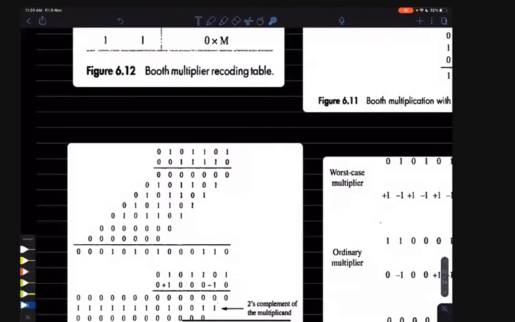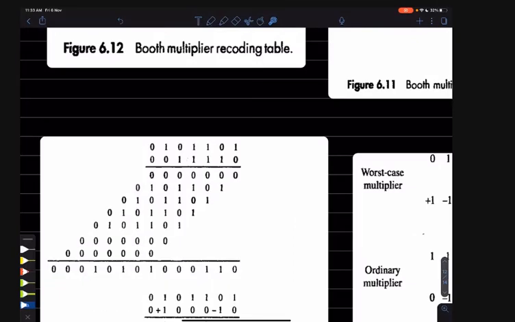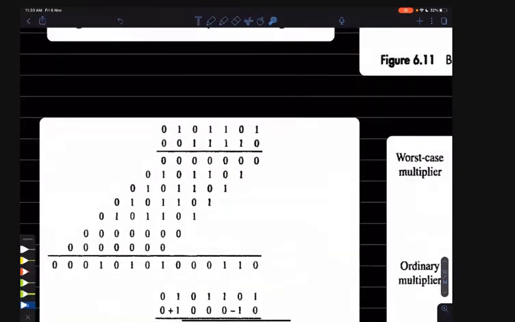Number of ones in the multiplier, not the multiplicand. Arun, it is the number of ones in the multiplier. So this is the multiplicand, this is the multiplier. In the multiplier, if there are 4 ones, we have to do 4 additions, because we always see what the last bit is. In the first case, the last bit is 0, that means no addition.